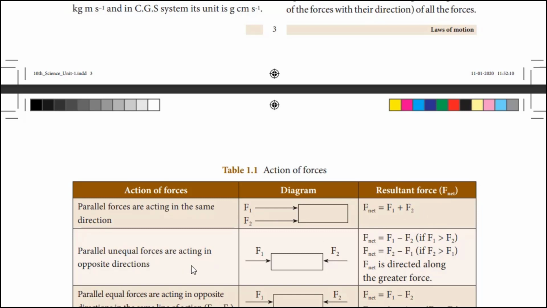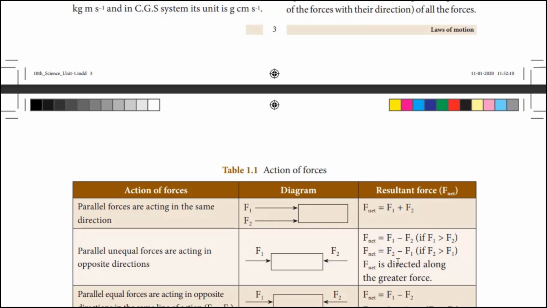Parallel unequal forces. See, these two forces are parallel unequal forces. They are acting in opposite directions. Suppose this is 5 Newton and this is 5 Newton, but these two are acting in the opposite direction. So, what is the net force? Net force F is equal to F1 minus F2. Suppose the magnitude of F1 is greater, use F1 in the first place.